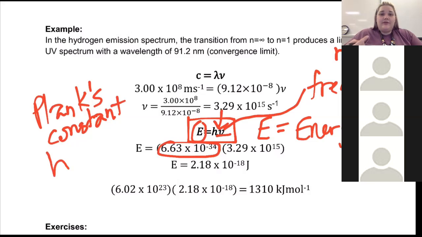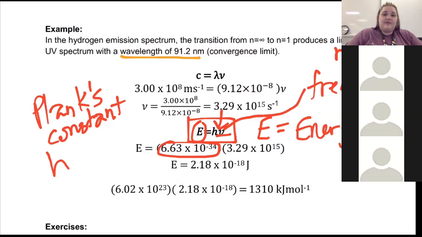So if you're given the frequency, then you just use this equation. You take the frequency, multiply it by Planck's constant, and that gives you the energy. That's kind of what they've done here. The other thing you might see is, for example, on this problem in the notes, they did not give us the frequency. They gave us the wavelength.